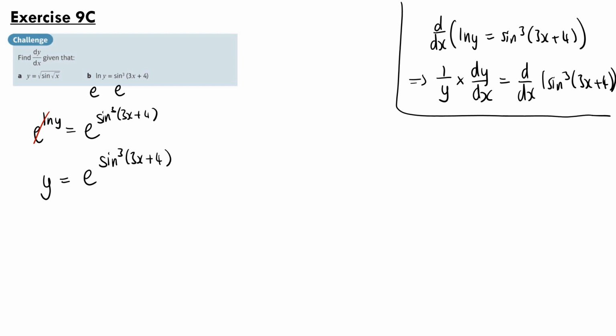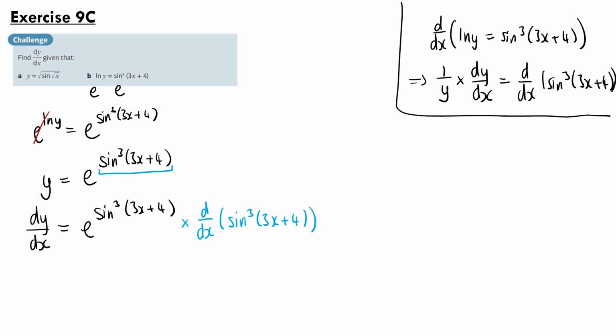Okay, so we've got y equals something now, so we can differentiate both sides. We're going to have dy by dx is then equal to, and again here we're going to have to use the chain rule a couple of times. So let's start with the e part. The inside function here is sine cubed of 3x plus 4. When we differentiate e to the power of something, we keep that the same. So e to the power of sine cubed 3x plus 4 remains, and then we times by the derivative of the inner bit, the sine cubed of 3x plus 4.